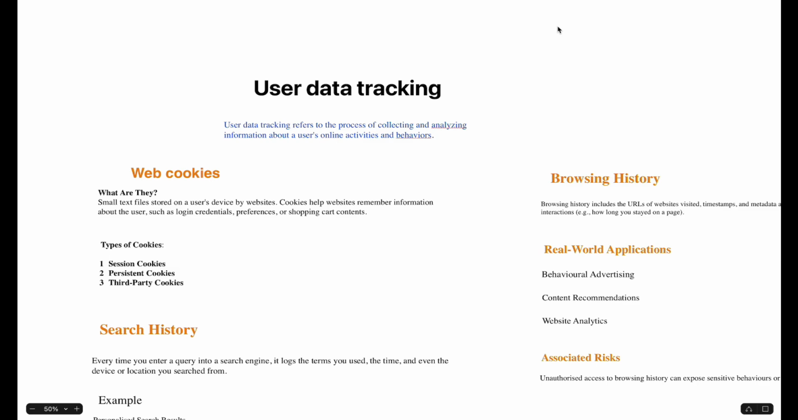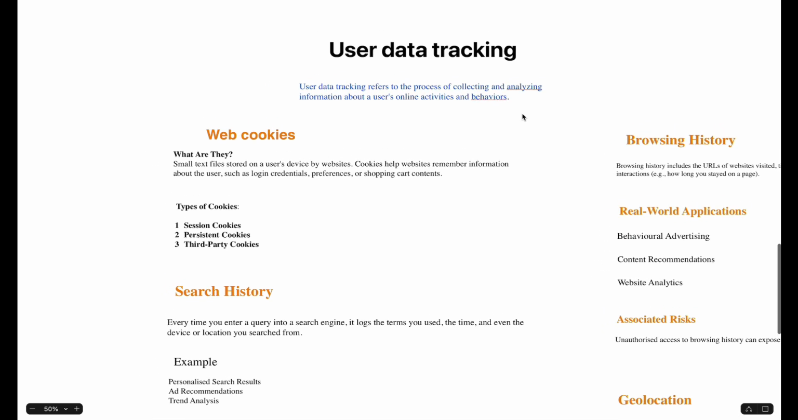So now we can take a look at user data tracking. So this is essentially understanding how personal data is collected, processed, and utilized in the digital world. So I can explain to you guys the tracking methods, real-world applications, associated risks, and how it can be related to some of the topics we're going to be introducing today. So we can start with web cookies. They are small text files which are stored in the user's browser by a website, and they record users' activity and preferences. This helps them to improve functionality and provide a personalized experience.